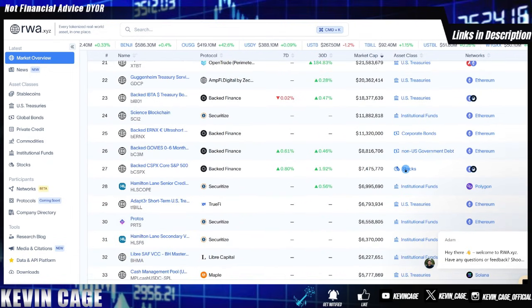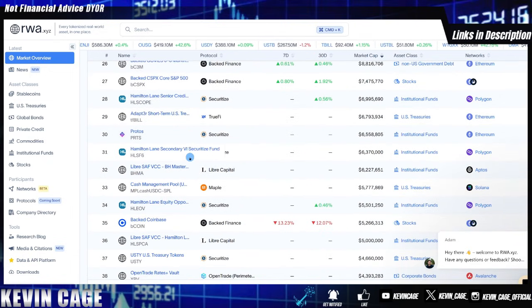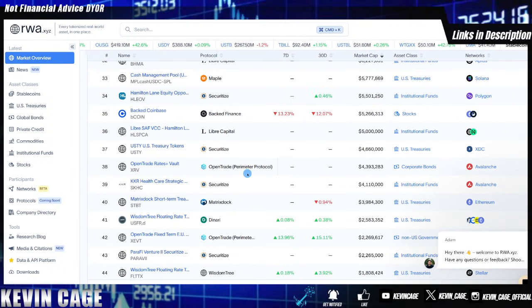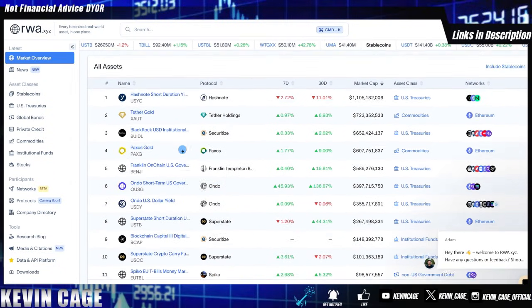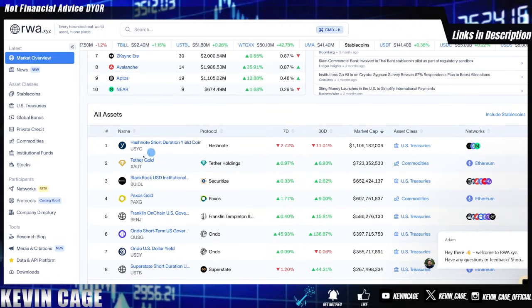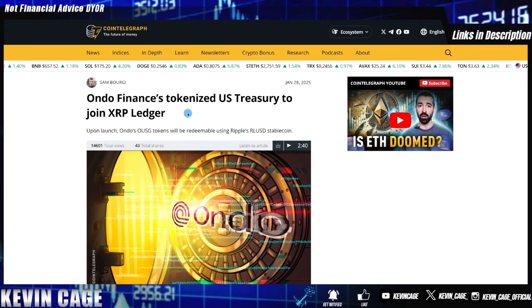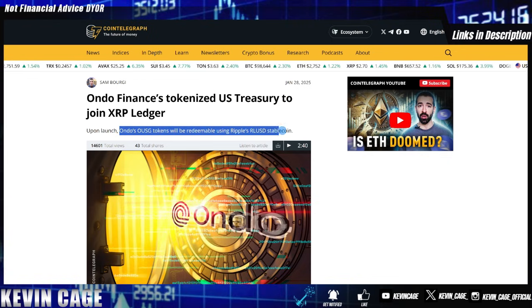and then down below I did see stocks earlier. So I don't believe that the Ripple US dollar tied to the US dollar would be in this list, but please correct me if I'm wrong. I don't think it should be, because it's not like we have USDC and USDT up here. But what's interesting is we have right here the Ondo short-term US government bond fund OUSG, and we know the partnership last month connecting to the XRP ledger for Ondo Finance's tokenized US treasuries. And right here it says that this exact token will be redeemable using Ripple's US dollar.